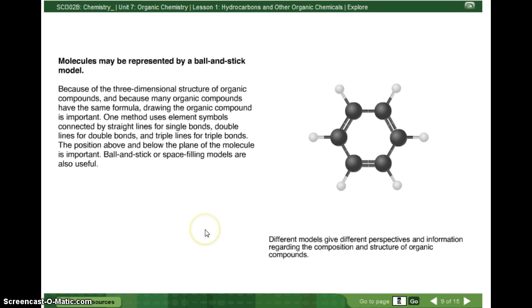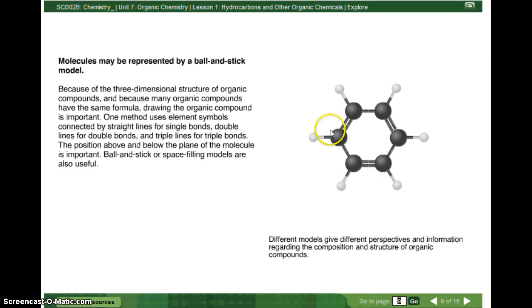Molecules may be represented by ball and stick model. Because of the 3-dimensional structure of organic compounds, and because many organic compounds have the same formula, drawing the organic compound is important. One method uses element symbols connected by straight lines for single bonds, double lines for double bonds, and triple lines for triple bonds. The position above and below the plane of the molecule is important. Ball and stick or space-filled models are also useful.